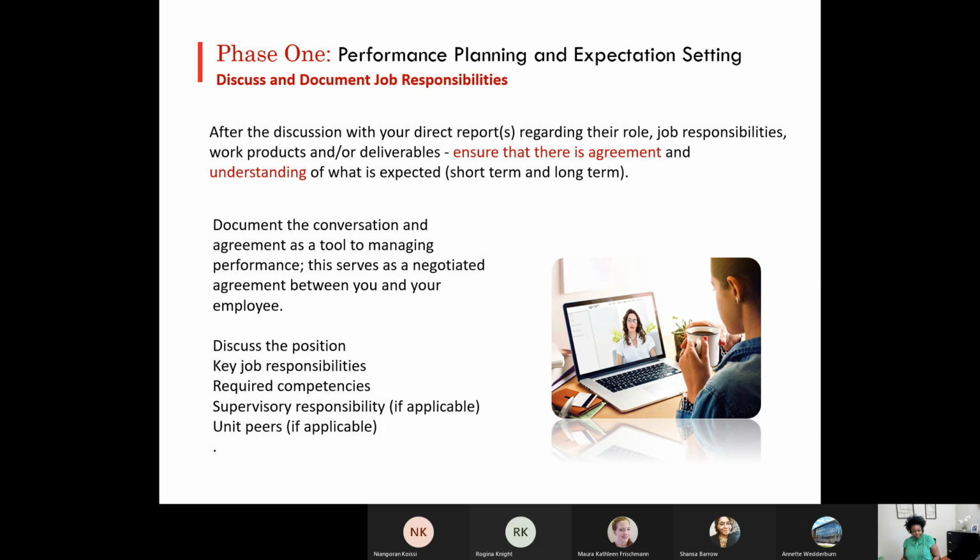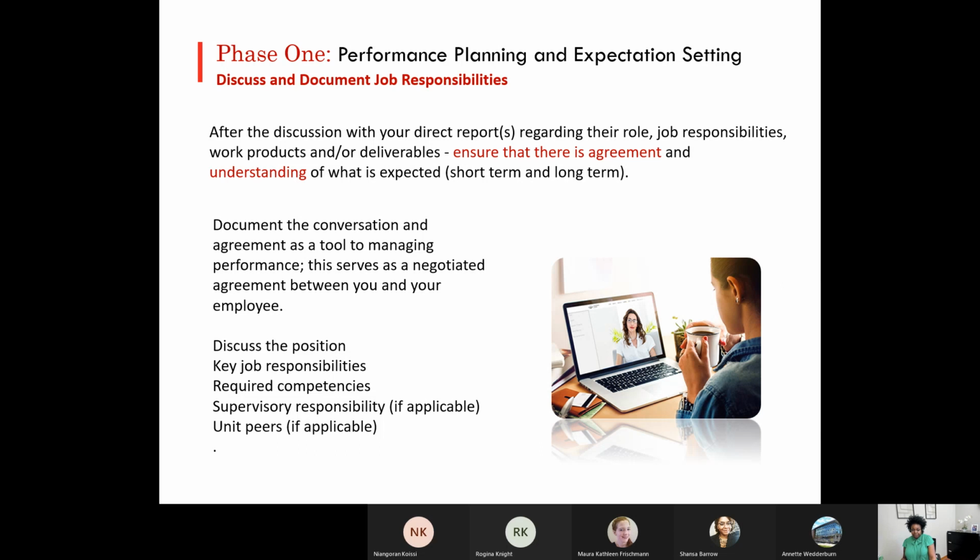There are 3 phases. The first phase is the performance planning and the expectation setting phase. This is where you'll discuss the job responsibilities and you'll talk about their tasks and the goal and the focus for that new cycle. So after discussing with your direct reports regarding their jobs, their responsibilities, the work products and deliverables, it's good to ensure that there is some level of agreement and understanding of what is expected short term and long term.